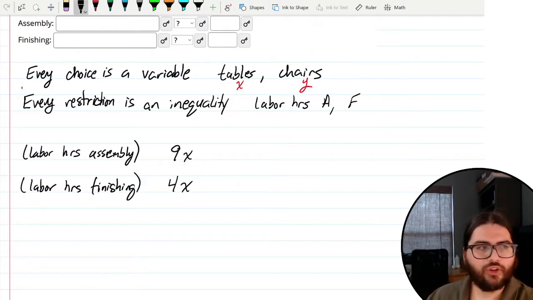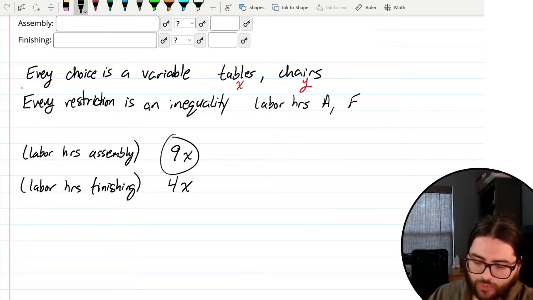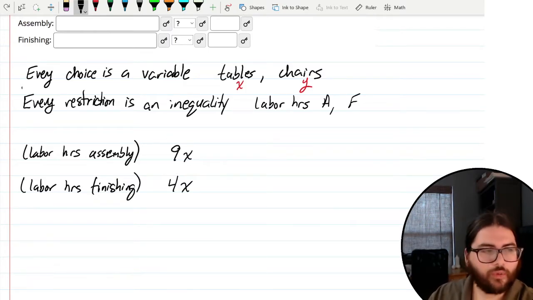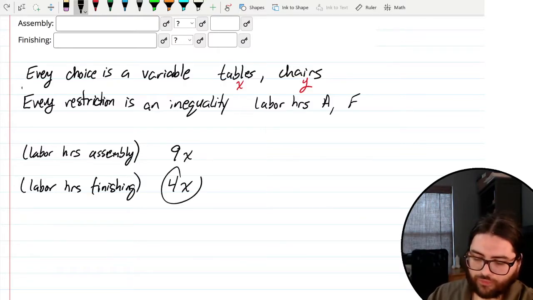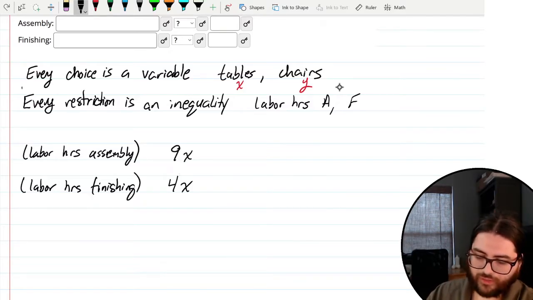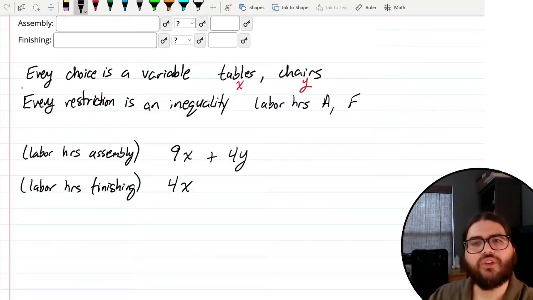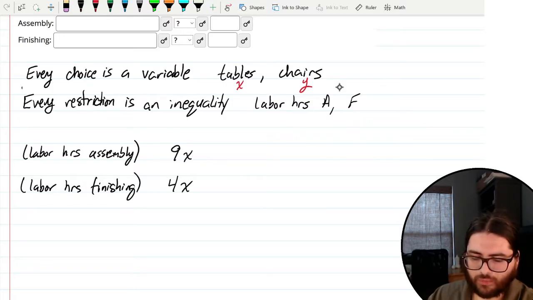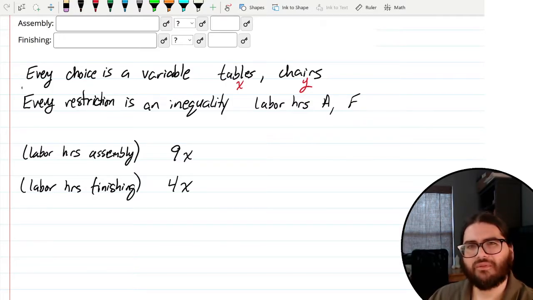If x is the number of tables that you're making, then 9x represents the total number of labor hours of assembly that come from tables. And 4x represents the number of labor hours of finishing that come from tables. If I wrote 9x plus 4y, those things would be different units. That would be labor hours of assembly plus labor hours of finishing. That's not the kind of restriction that I have.